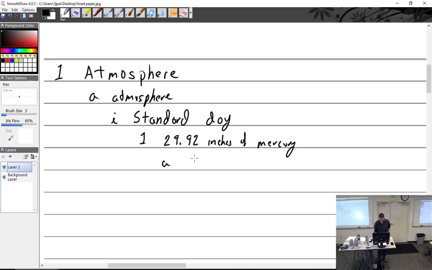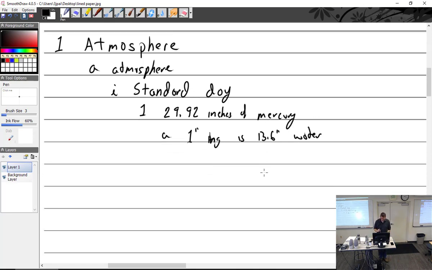Well, by the way, that's also about 1 inch of mercury, which would be Hg. Mercury, Hg, is about 13.6 inches of water. So that's roughly, in really rough terms, about a foot. So 29.92 inches of mercury, if you want to do really easy math, how many feet of water would that be? Roughly 30.